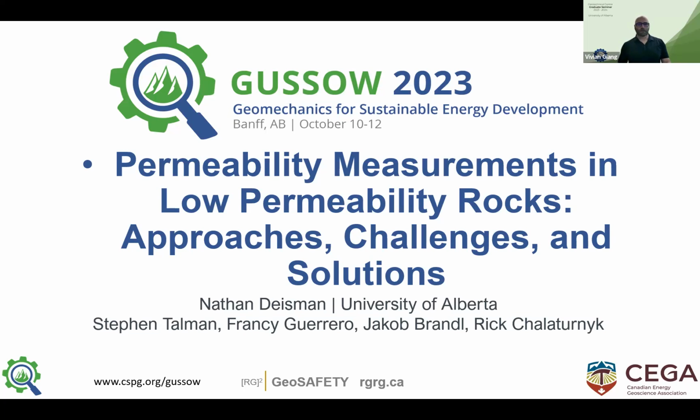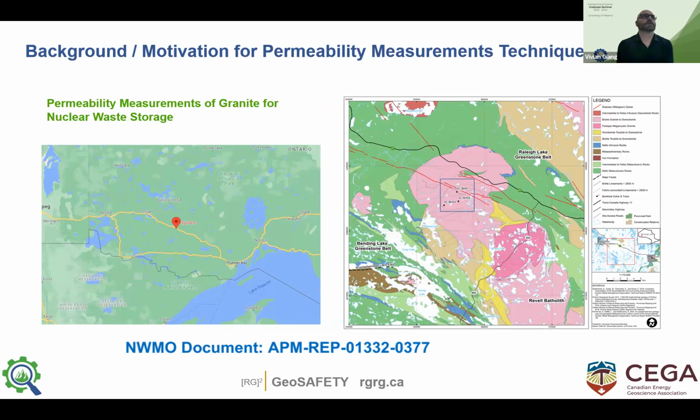So that being said, permeability measurements in low permeability rocks: approaches, challenges, and solutions. This is some work that we had started doing for NWMO, the Nuclear Waste Management Organization. They're looking to site a nuclear waste repository in granite. And the dot there is the Google Maps location of a place called Ignace. If you want to see the detailed report, it's all public. The data that I'm showing has already been published and is publicly available.